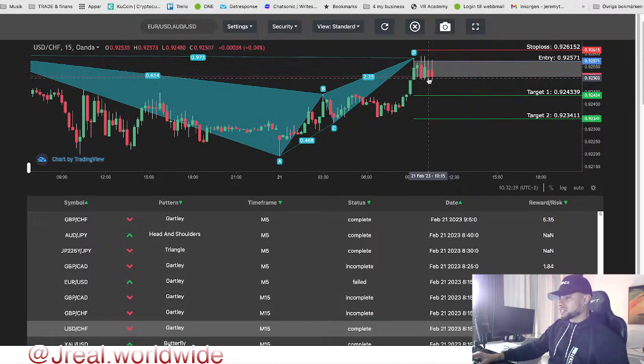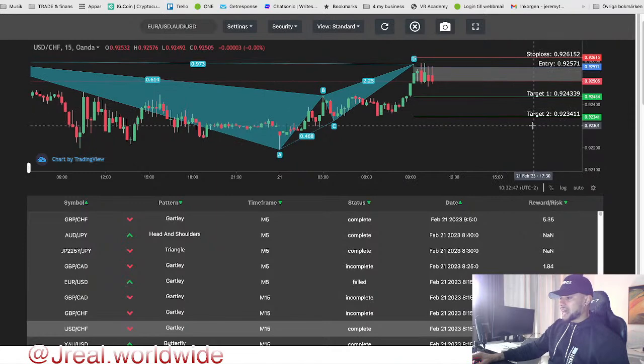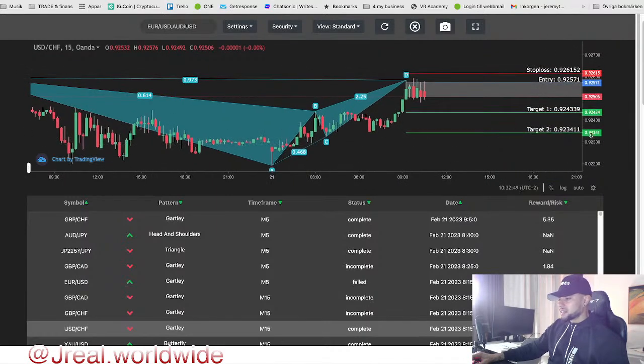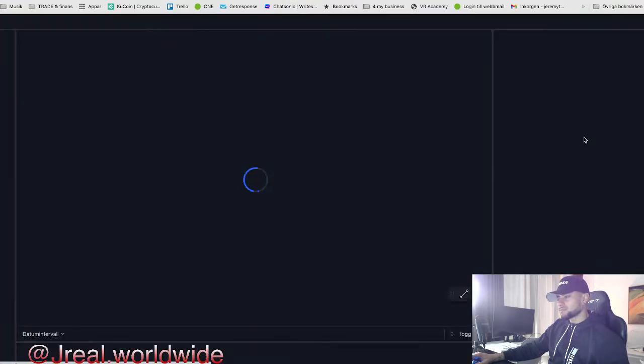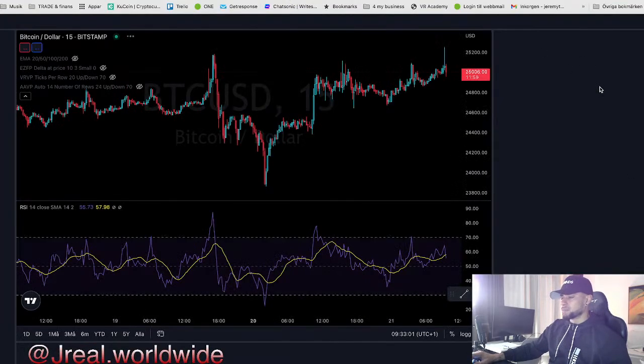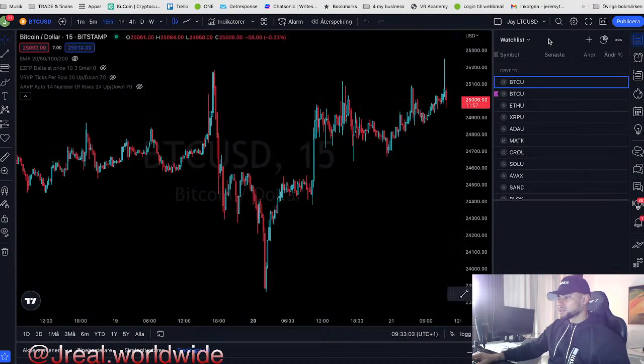But what I like more is that it's knocking on the support that it has formed here. So we see a very, very good support. So this is actually a trade that I see myself entering right now. USD CHF. Let's jump into it quickly and see if we can manage to take this trade before it runs away.